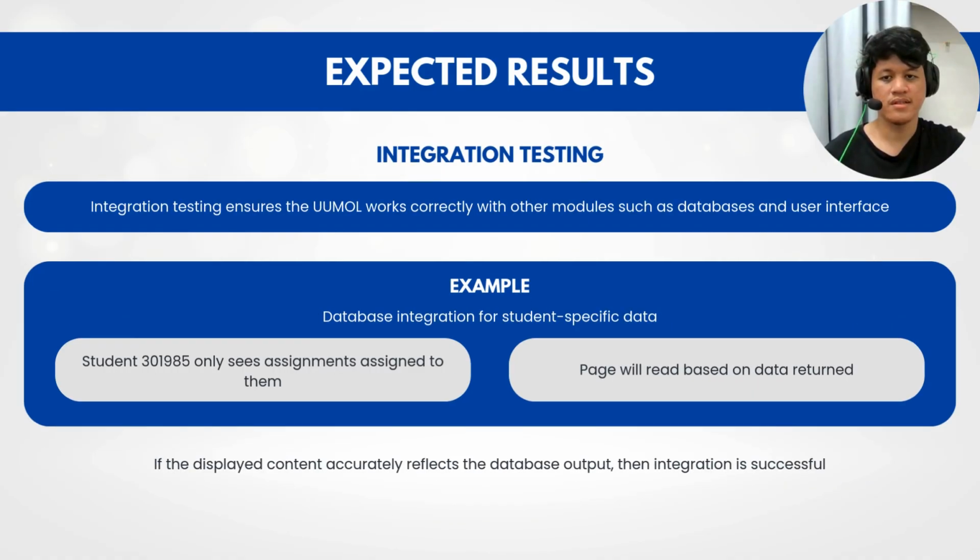So in terms of integration testing, the way we will do it is that we will ensure UML works correctly with other modules such as databases and user interface. For example, database integration for student-specific data. One of the tests we could see is if a certain student only sees assignments assigned to them and not other assignments. Also, if the page will read based on the data returned. If the data displayed accurately reflects the database output, then integration is successful. If not, then we will have to make changes and run the test again.